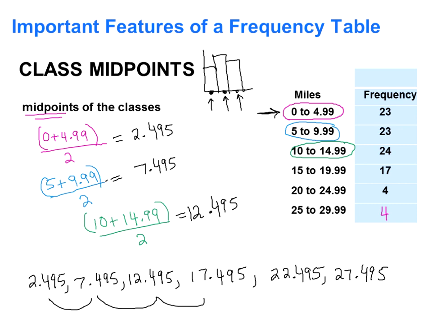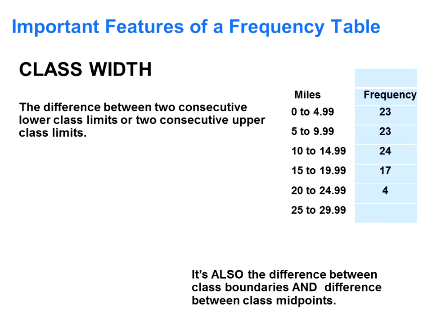All right, so again, a difference of 5. We call that difference the class width. So when you see class width, now we know what the answer is.